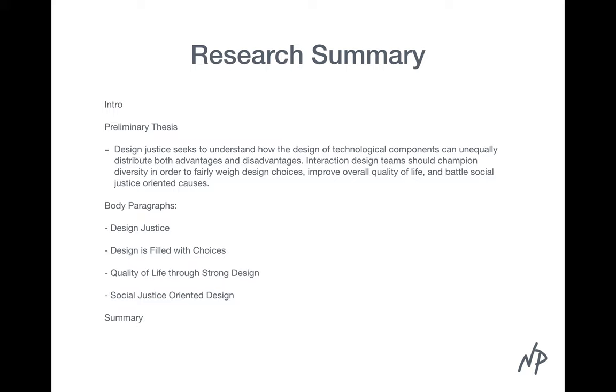So for the final research summary, I'm going to introduce my topic. I'm going to use The Design of Everyday Things as kind of a theoretical background to all of the concepts that I'm going to introduce from my articles. So a preliminary thesis that I developed: design justice seeks to understand how the design of technological components can unequally distribute both advantages and disadvantages. Interaction design teams should champion diversity in order to fairly weigh design choices, improve overall quality of life, and battle social justice-oriented causes. A couple body paragraphs that I've outlined on this slide include design justice, choices within design, understanding quality of life, and social justice-oriented design.